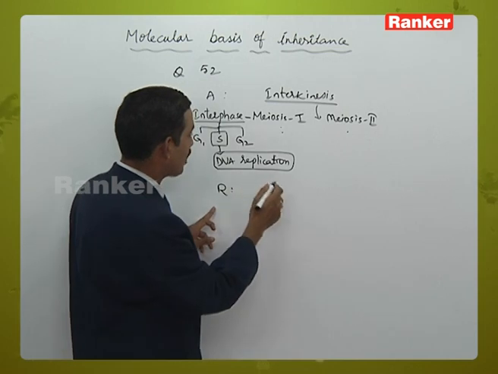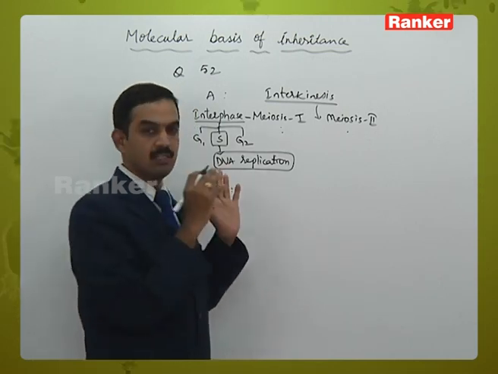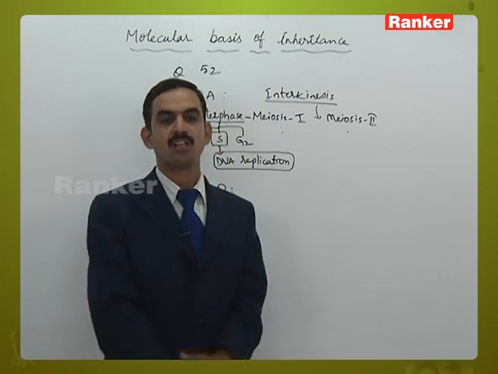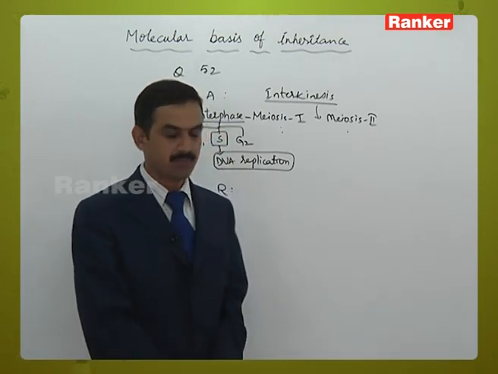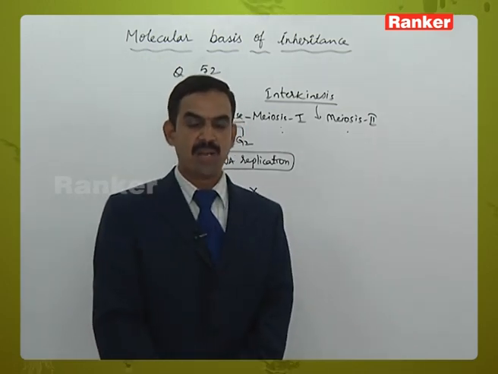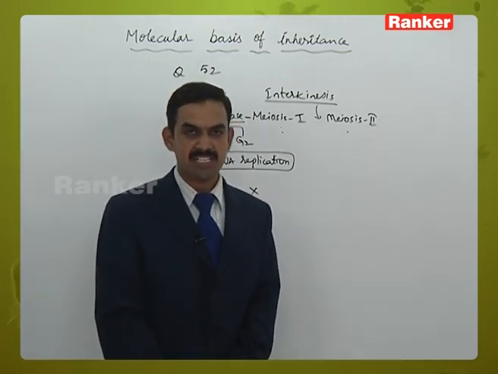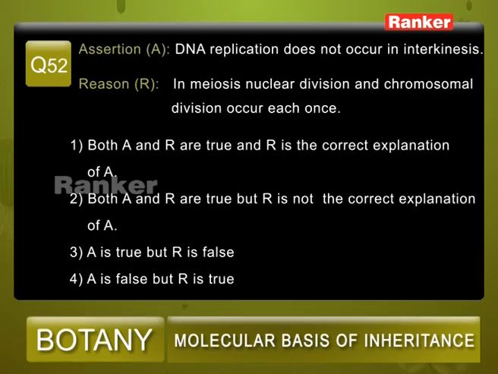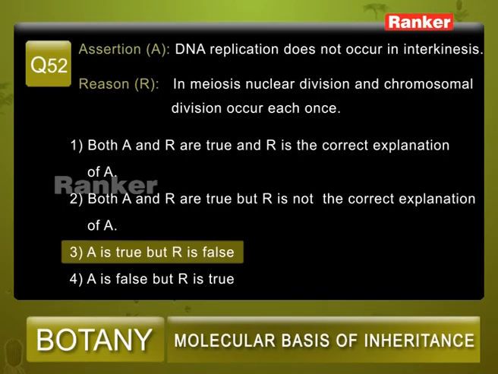So according to the options that have been given, chromosome division is once and nuclear division is twice. So the reason statement is incorrect. From these related discussions we can say that A is true and R is false. Question number 52, the correct answer is 3.